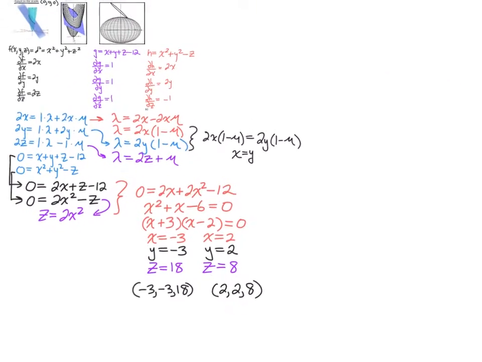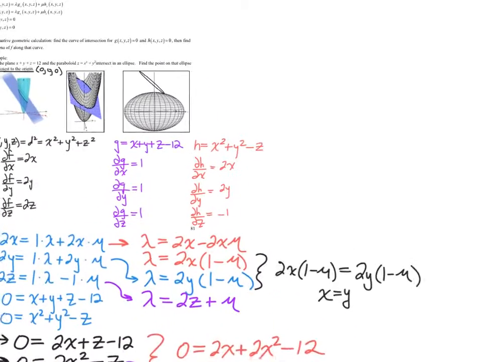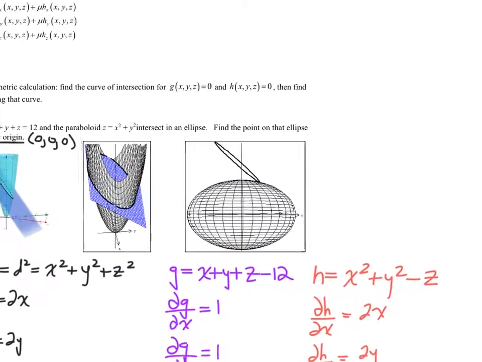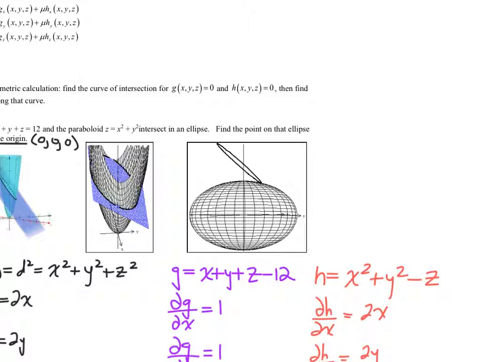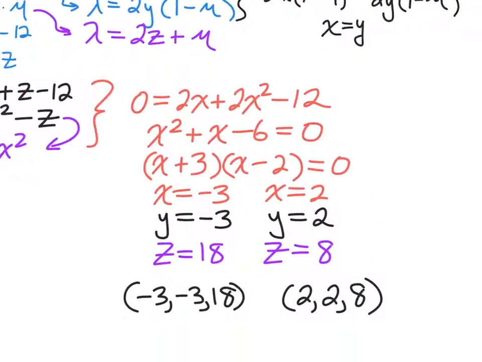All right, so the question becomes, now what? Like, what are we looking for here? And, you know, we started this problem last class. I'll come back to that in a sec. I just need to look here. Find the point on the ellipse closest to the origin. All right, so out of these two possibilities, one of them has to be closer to the origin than the other.